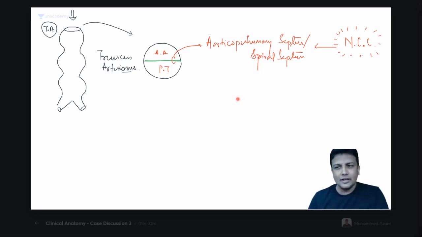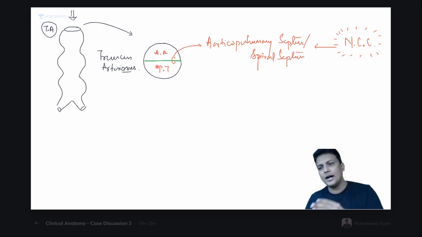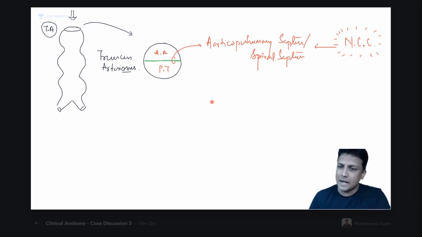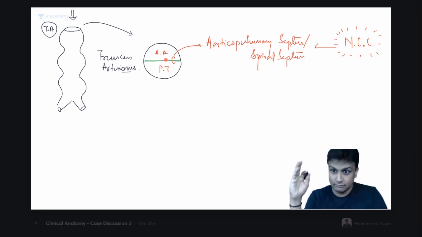You and me, we are healthy people. We are very lucky people actually. Everything has developed normally in your body and my body, and your heart and my heart are perfectly nice. Now in some unlucky babies, in some unfortunate babies, what is going to happen? Suppose condition number 1, in the truncus arteriosus, the spiral septum itself is not at all formed.